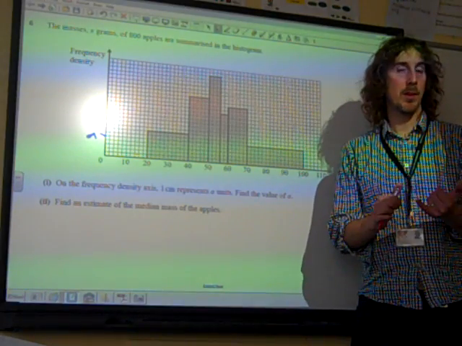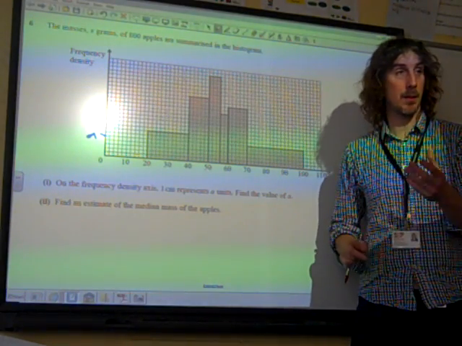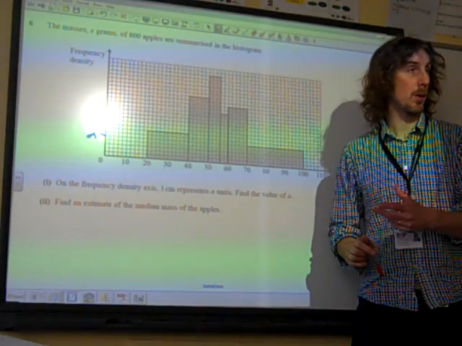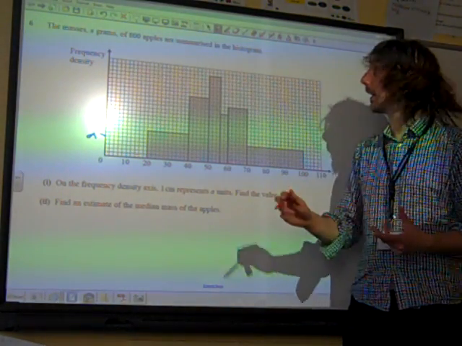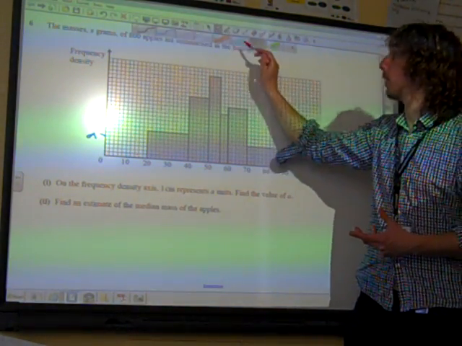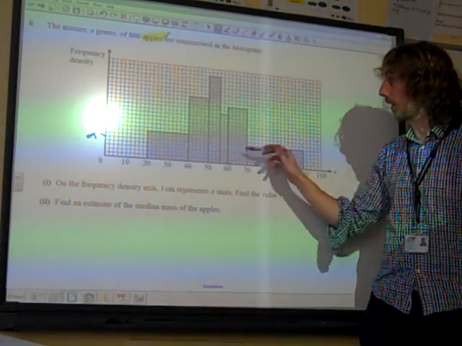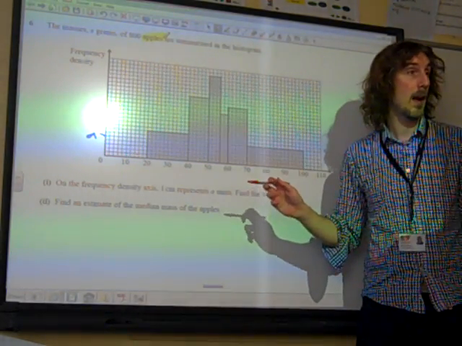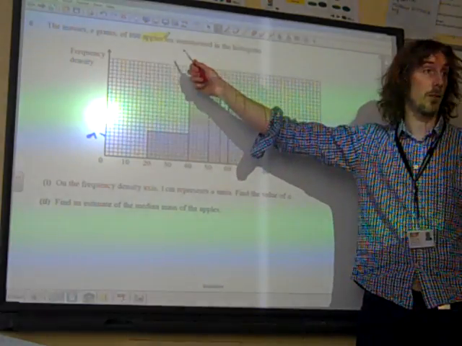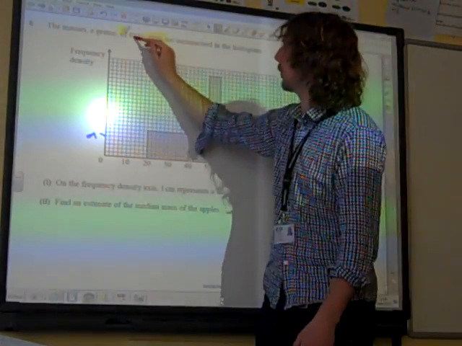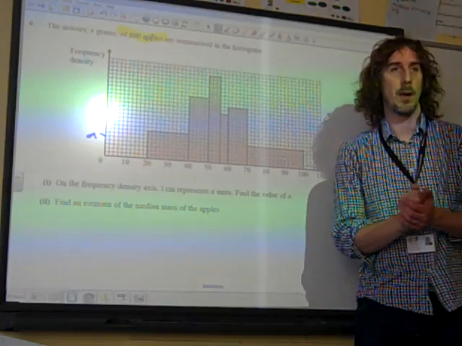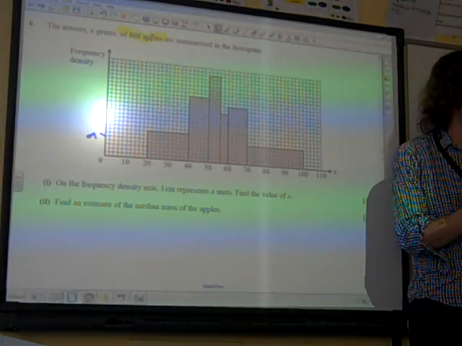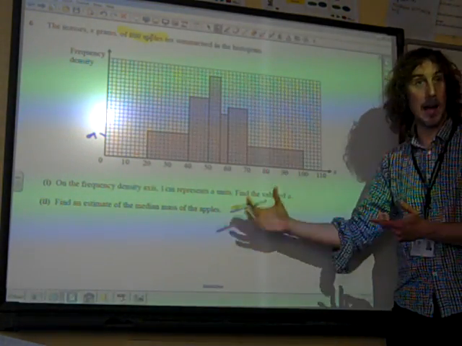Remember, when we talk about frequency density, it's the area of the graph that relates to the frequency. So the key thing here, when we're told that we've got 800 apples, is that the total area that's shaded in there has to be equal to 800, because we had 800 apples in total. So we need to somehow work out the area of this.